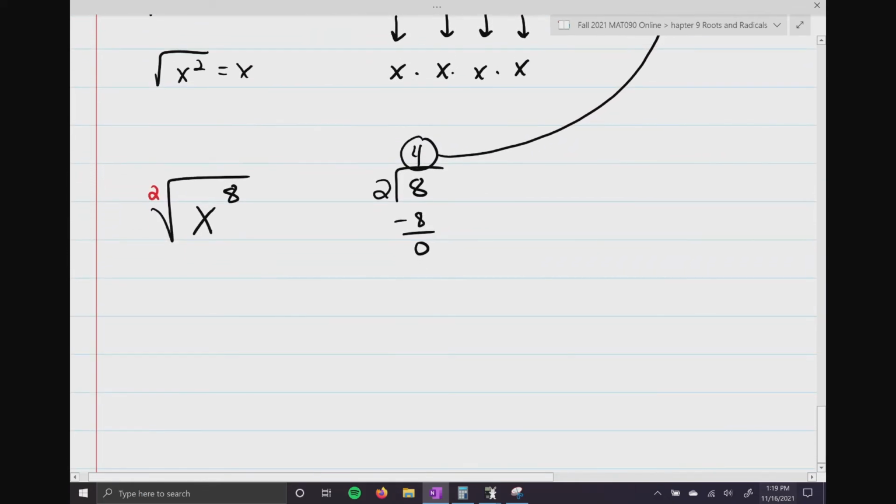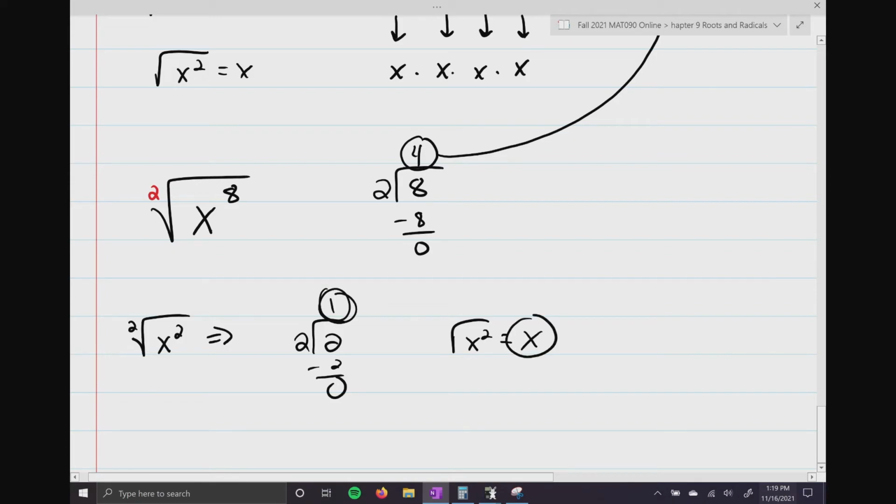We'll do another example. How about x to the second? Well, we know there's a 2 out here. So if I just divide, 2 goes into 2 once with a remainder of 0. And notice that means I'm going to have exactly 1 x outside. So I just put x. And it's that easy. Remember, that's going to be the exponent, that little 1.